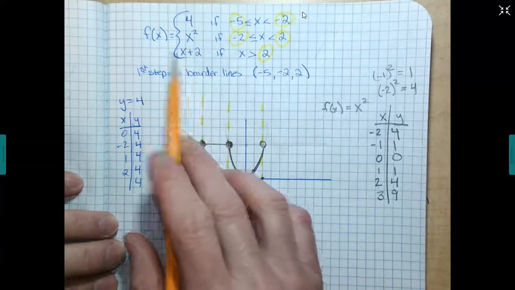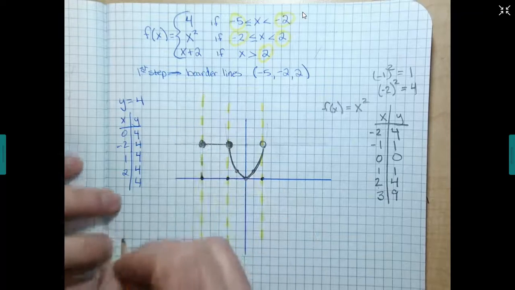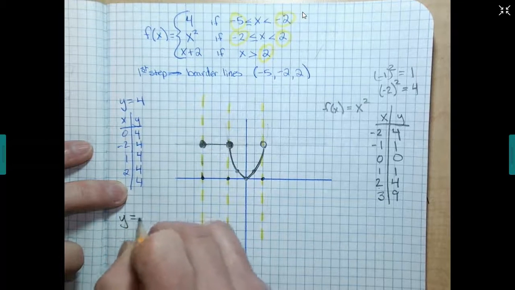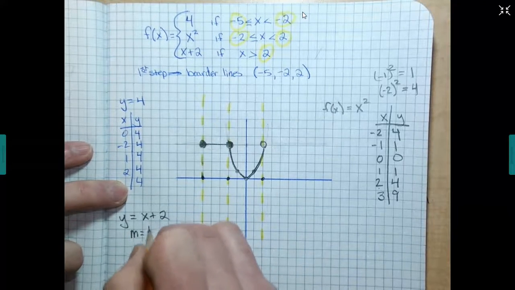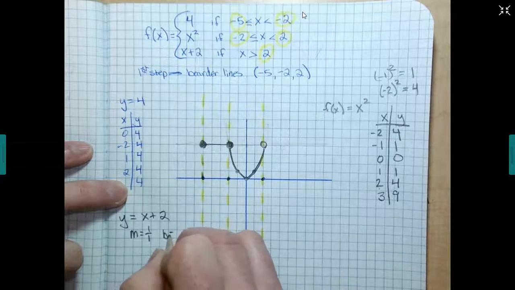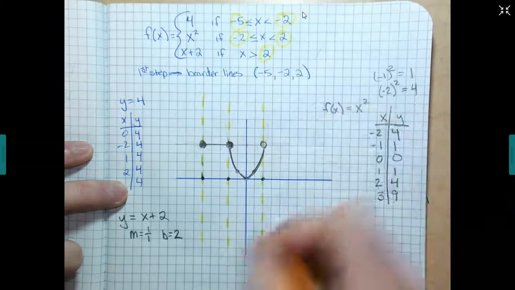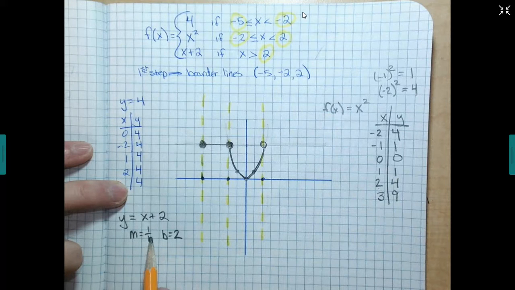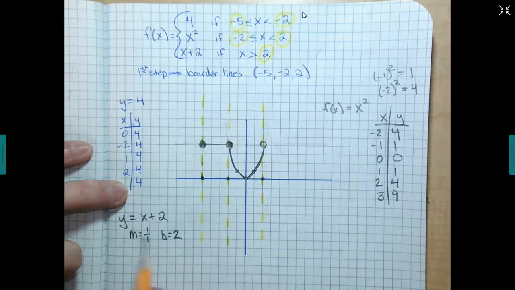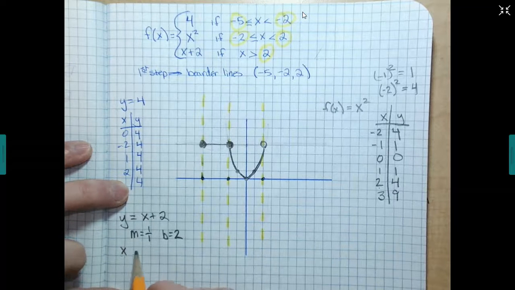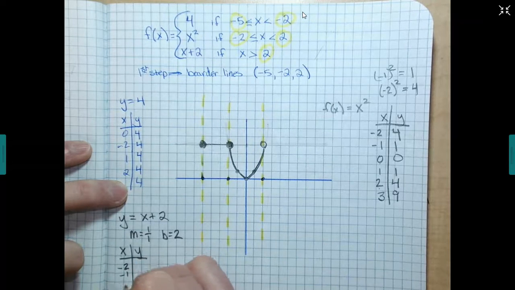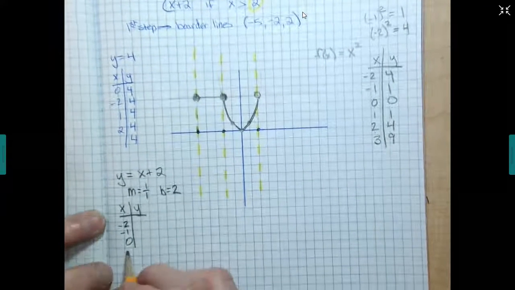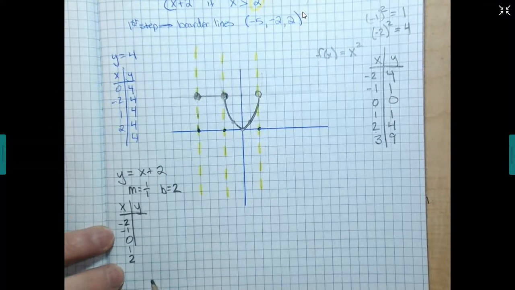So let's look at this one. f of x equals x plus 2. So f of x or y equals x plus 2. Now I can do two things. One is I know that my slope is 1 over 1, and my y-intercept is 2. So I could just go to 2, and I can start graphing it. If you forget y equals mx plus b, if you forget how to do this, you can just as easily make an XY chart. I like -2, -1, 0, 1, 2. It just gives me a good overview.